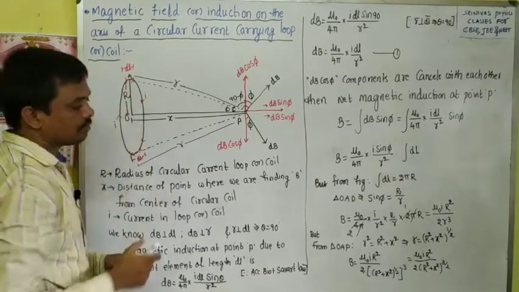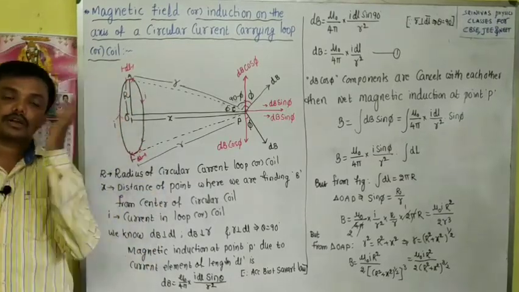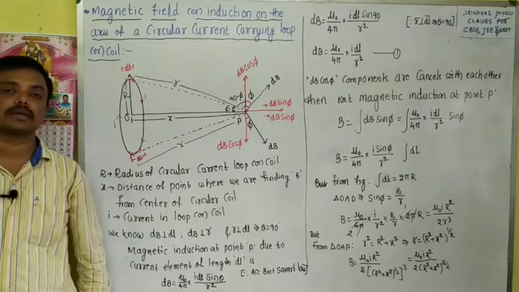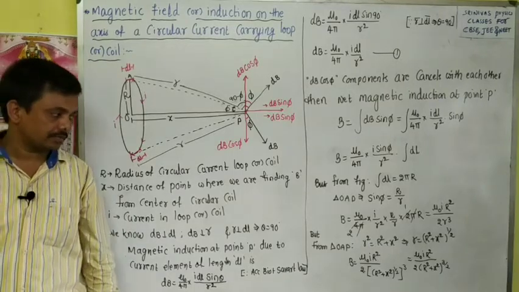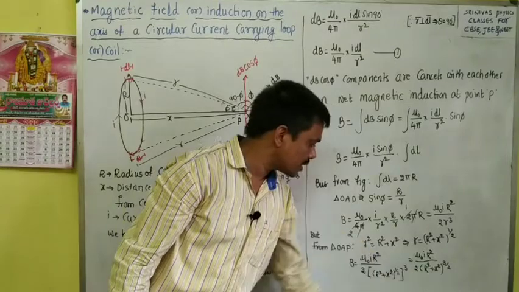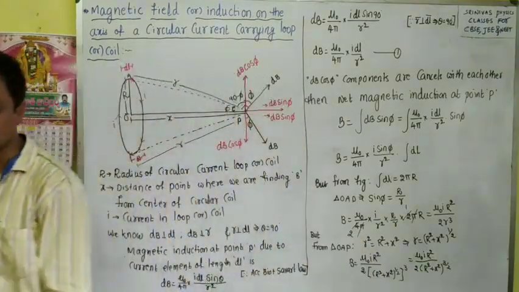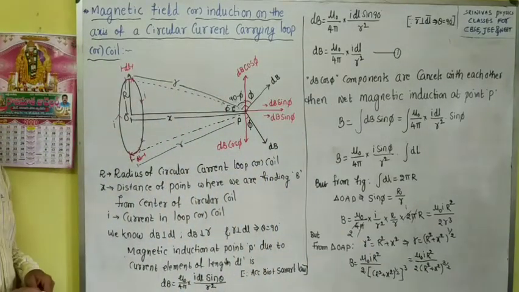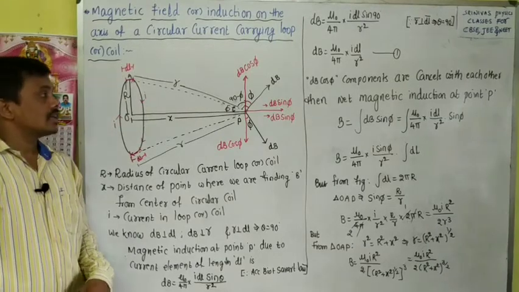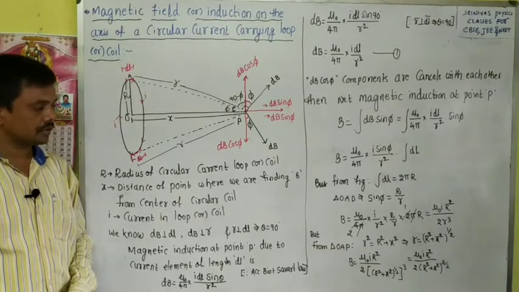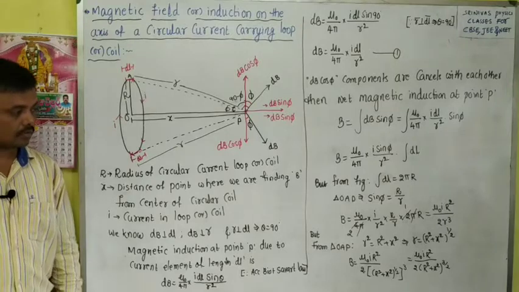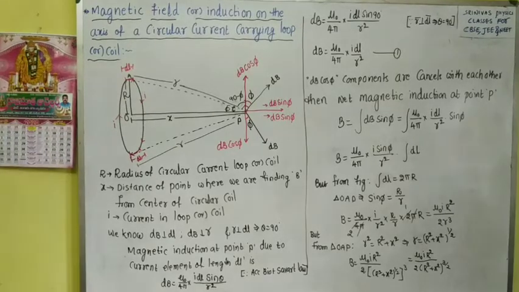Okay, right. What is the formula? Mu naught I R square by 2 of R square plus x square whole power 3 by 2. This is the formula. You have to remember, this is a very important topic. Take the screenshot and I will continue. Note every point. I am going to rub this and I will continue.